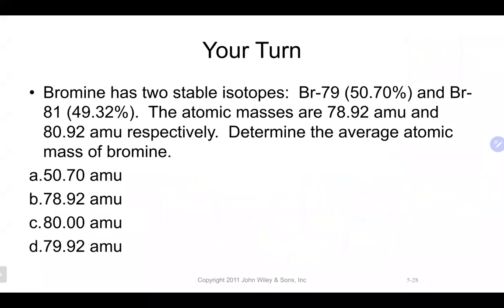All right, so why don't you try one here? We got bromine, 2 stable isotopes, 79 and 81, and they have masses of 78.92 and 80.92. Determine the average atomic mass. Take a couple minutes here.